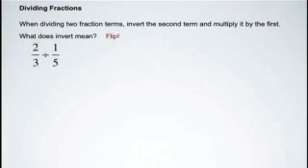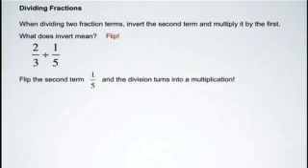Now let's take a look at dividing fractions. So when you're going to divide two fractions, the rule is invert the second and multiply it by the first. But what does it mean to invert? It means to flip. So if we look at the example 2/3 divided by 1/5, the rule is flip the second term, 1/5, and then change it into a multiplication.